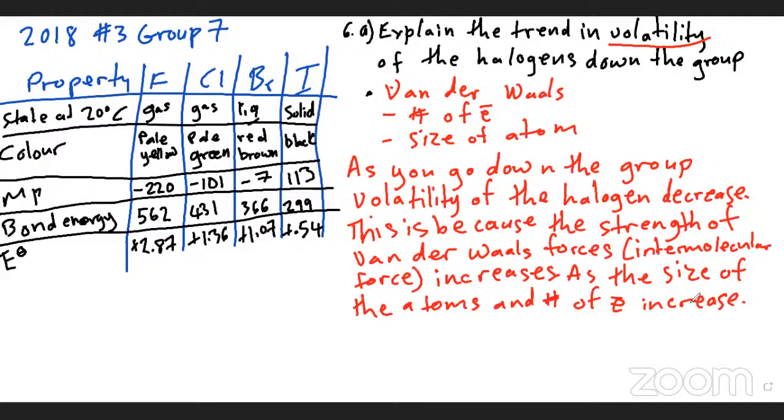In this same question, where it says explain the trend in volatility, it could easily have said explain the trend in melting point and boiling point. But if tomorrow you say boiling point or melting point, it's the same reason, because boiling point and melting point deal with breaking the Van der Waals forces. All right. Let me add something here so you can understand a little more.